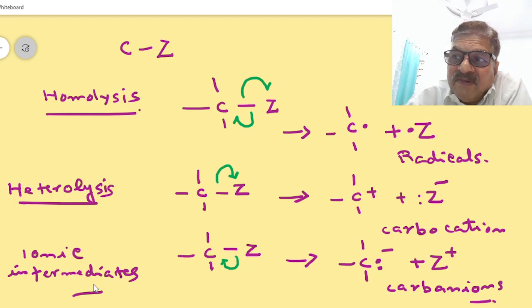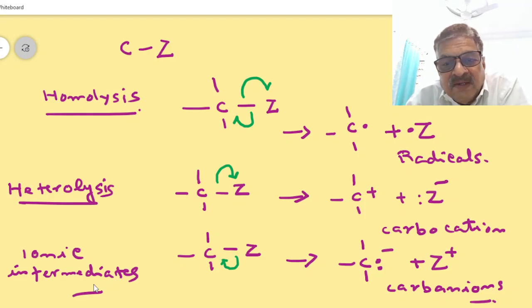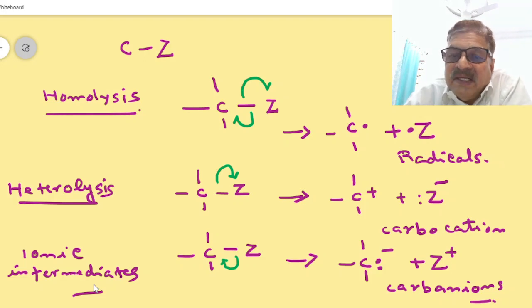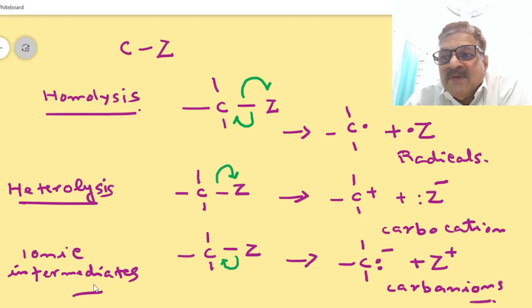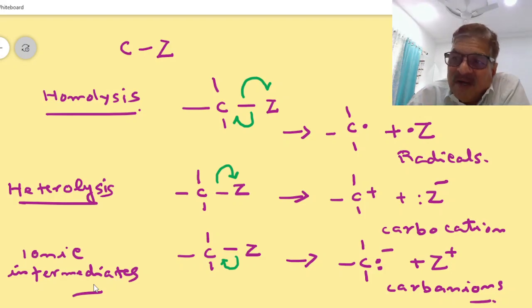Now in the case of heterolysis of the C-Z bond here, we have seen we can generate a carbocation and a carbanion. In the first case, heterolysis 1, both electrons in the covalent bond are given to Z, and nothing is given to carbon here. Two electrons to Z, nothing to carbon. It will generate a carbocation, a positively charged carbon intermediate.